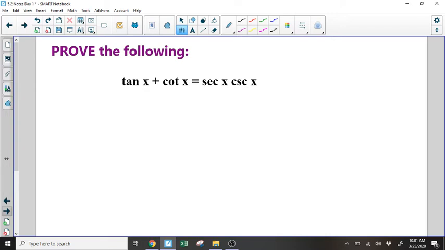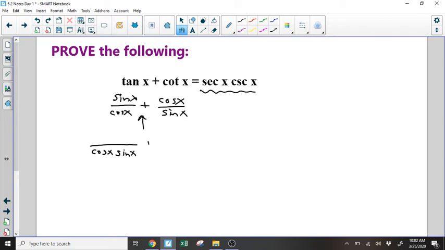The link typically between secant and cosecant might be going through sines and cosines. So I might rewrite tangent x as its sine and cosine identity, which would be sine over cosine. Cotangent then being cosine x over sine x. And I don't want the plus sign in there anymore. And so to be able to add this together to be one thing, like we have over here on the right-hand side, we would get a common denominator. So getting a common denominator on this first fraction, our common denominator, representing all denominators, is cosine x sine x.